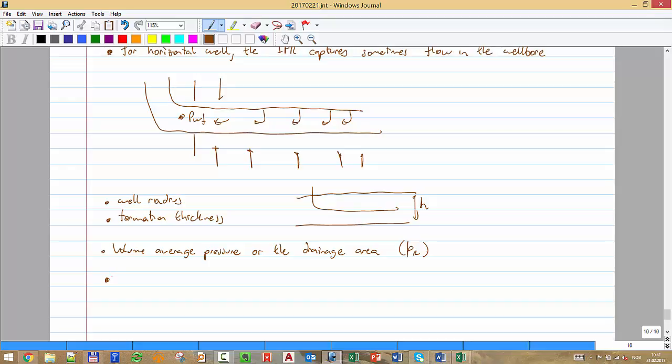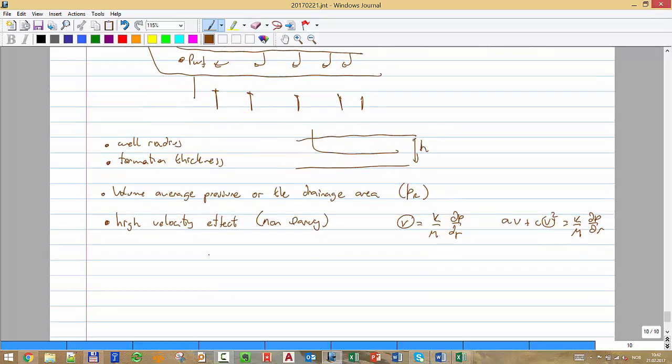And then we have a high velocity effect. Okay, that's the non-Darcy effect. Sometimes we don't have just that equation, that behavior, but we have something like AB plus CV squared. Okay, that is no longer just Darcy, which is linear with velocity, but it is to the velocity squared. You have some high velocity component. So that's also captured by the IPR.